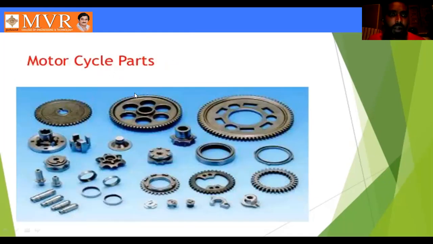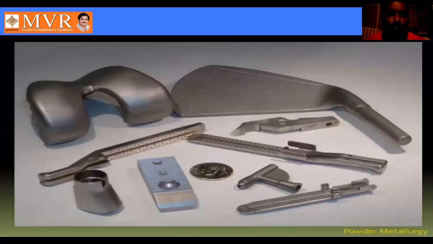So motorcycle parts, here motorcycle parts and cycle parts. These spare parts are manufactured by using powder metallurgy. So it is one of the manufacturing technologies. See here, these are the parts, made by using these methods.